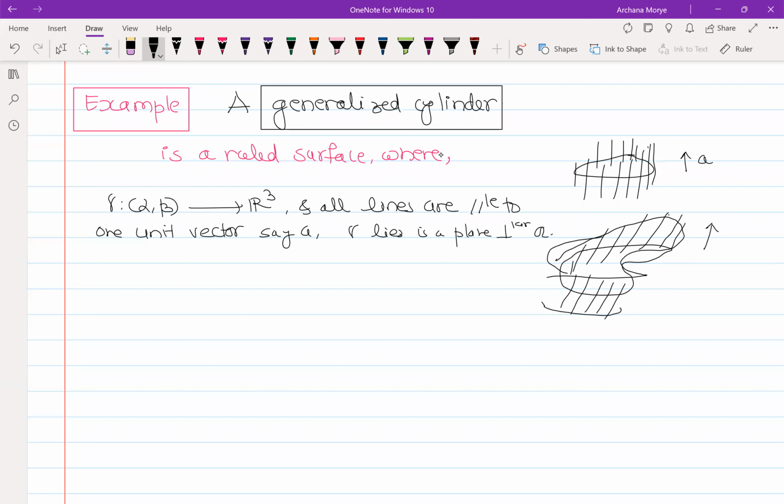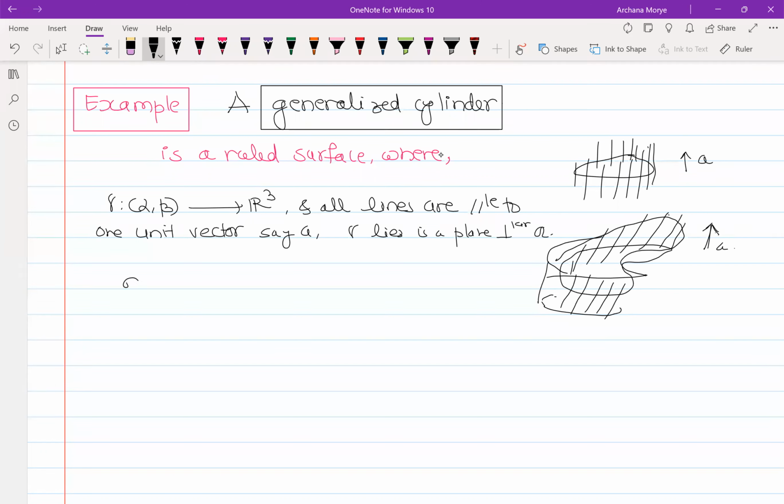Right now, for a generalized cylinder we don't require perpendicularity, but for the calculation of the first fundamental form, we will put them perpendicular. So this figure is not very accurate, this curve also will be slanted right now, because we want it to be perpendicular to A. So this is called a generalized cylinder.